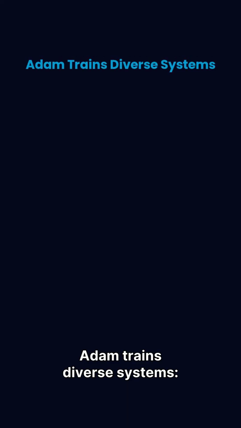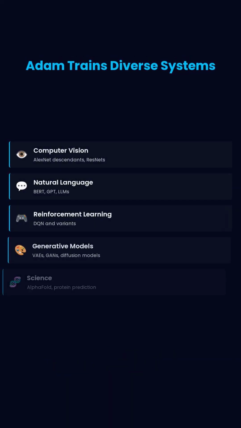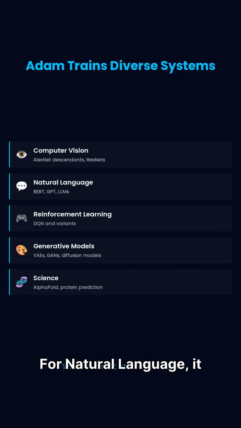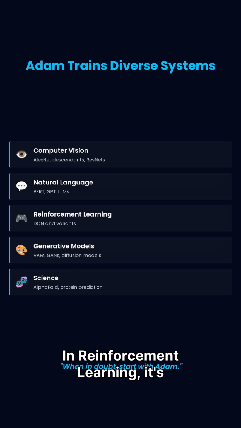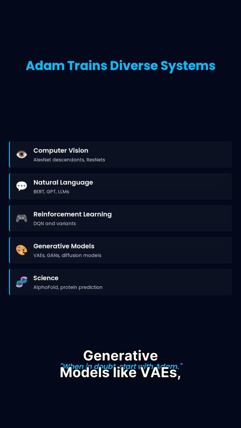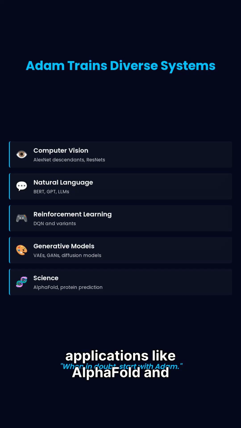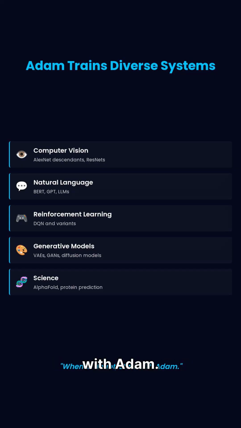Adam trains diverse systems. In computer vision, it's used for AlexNet descendants and ResNets. For natural language, it powers BERT, GPT, and LLMs. In reinforcement learning, it's crucial for DQN and its variants. It's also vital for generative models like VAEs, GANs, and diffusion models, and in science, for applications like AlphaFold and protein prediction. When in doubt, start with Adam.